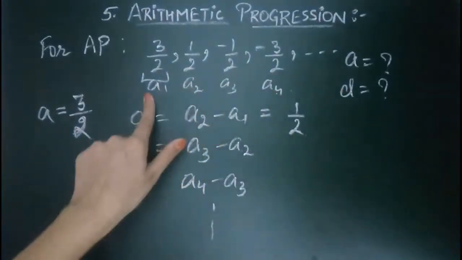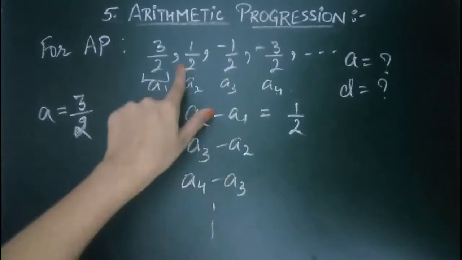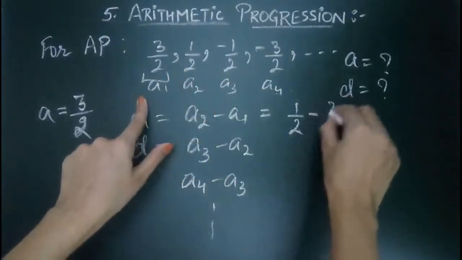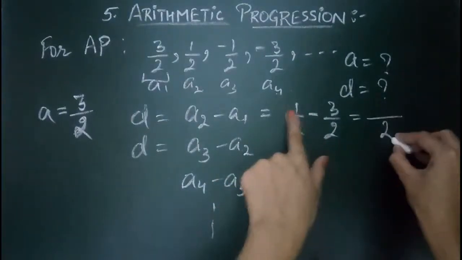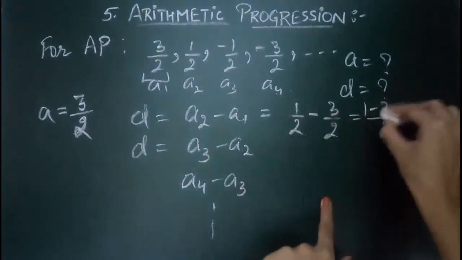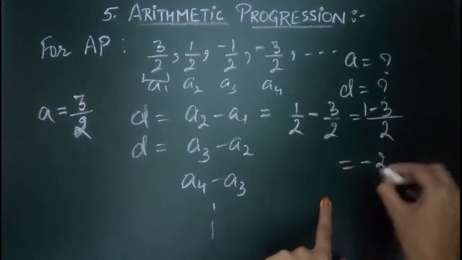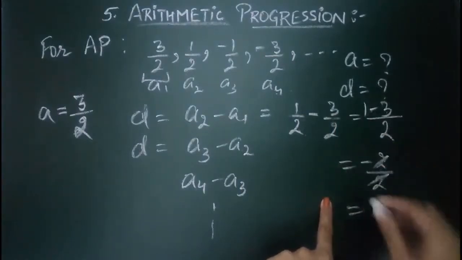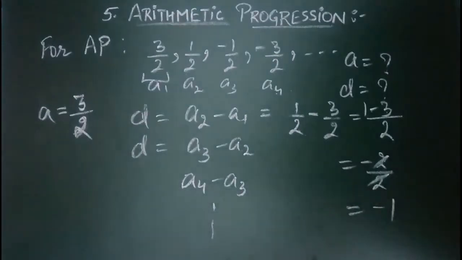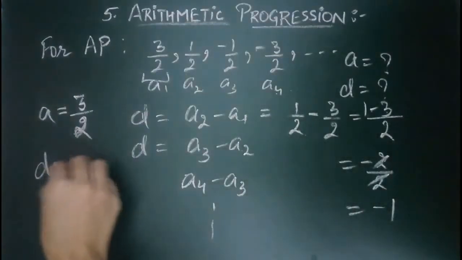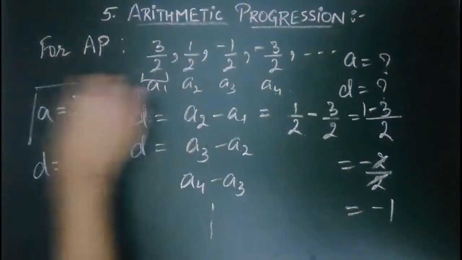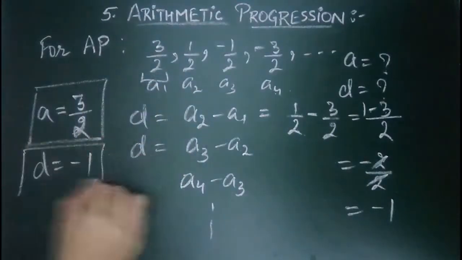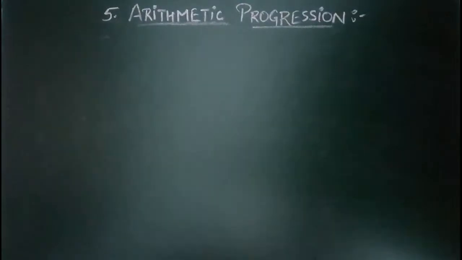So A2 minus A1. A2 is 1 by 2 minus A1, that is 3 by 2. So we'll get, because the denominator is the same, 1 minus 3, which will be minus 2, and 2 and 2 will get cancelled. We'll get minus 1. That means D, the common difference, will be equal to minus 1. So for this AP we found the first term and its common difference.